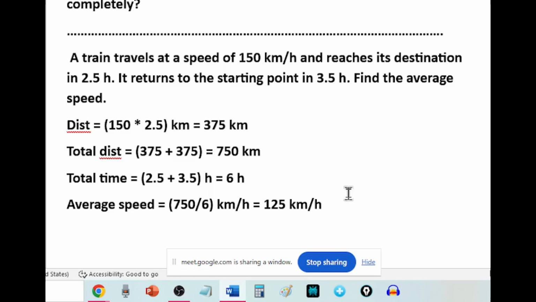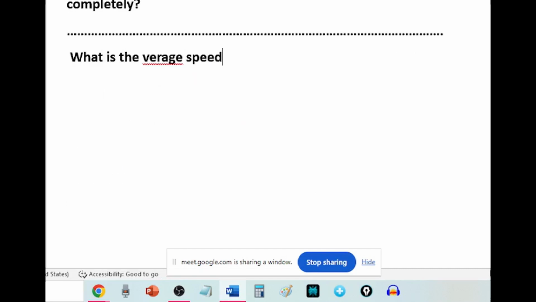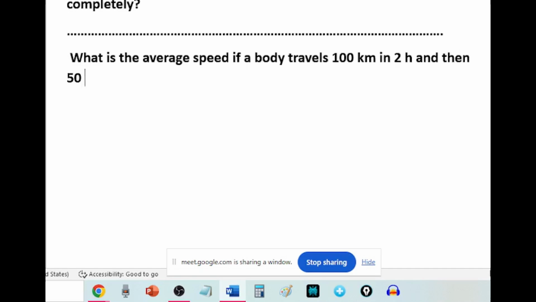Okay. What is the average speed if a body travels 100 kilometers in 2 hours and 50 kilometers in 1 hour?